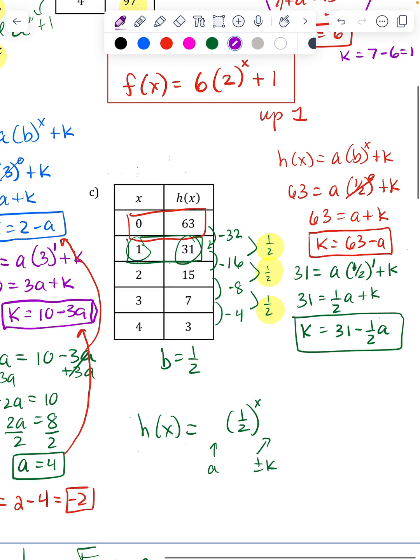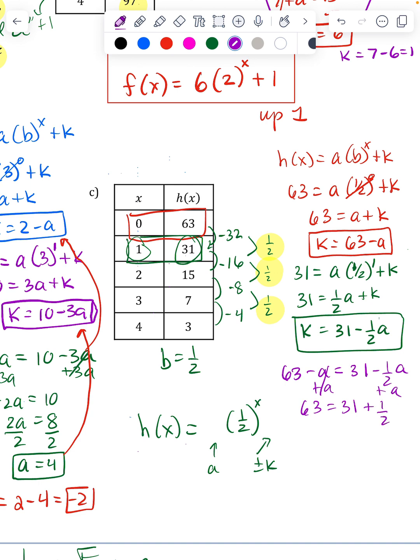So putting my K statements equal to one another, 63 minus A has to be 31 minus 1/2 A. So let's see, I'm gonna add this A over to this. So I have 63 equals 31, and then I would have plus 1/2 A. I'm going to take away 31 from each of these. So I have 32 equals 1/2 A. So to solve for A, I'm going to have to multiply both sides by 2, and I have an A value of 64.